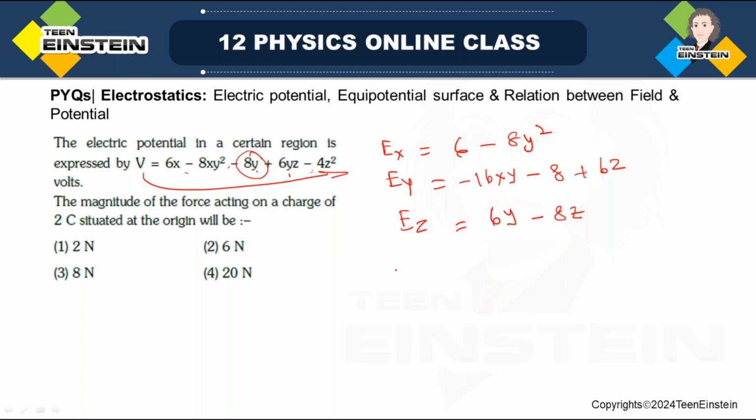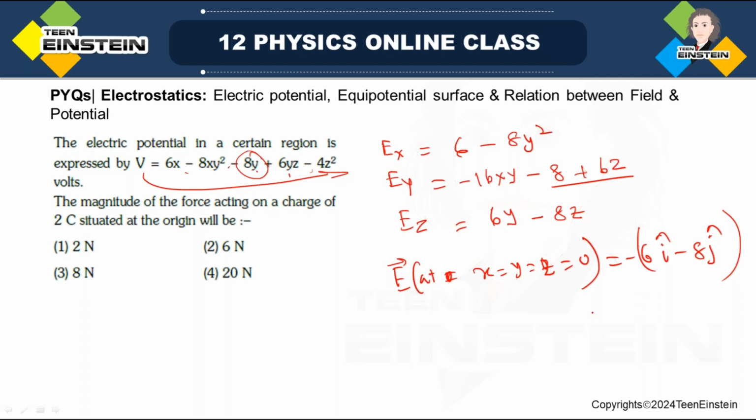So now what is the total electric field? Total electric field is going to be, obviously at origin, at x is equal to y is equal to z is equal to 0. At origin, wherever there is x, y and all, those will be 0. Like in this case, from this I'll get 6i cap, and from here I'll get minus 8j cap, and from this actually I'm going to get 0.